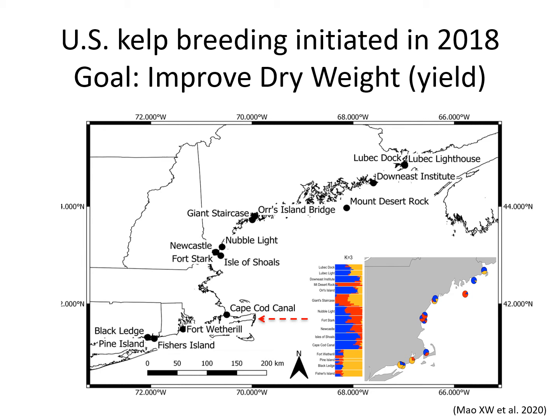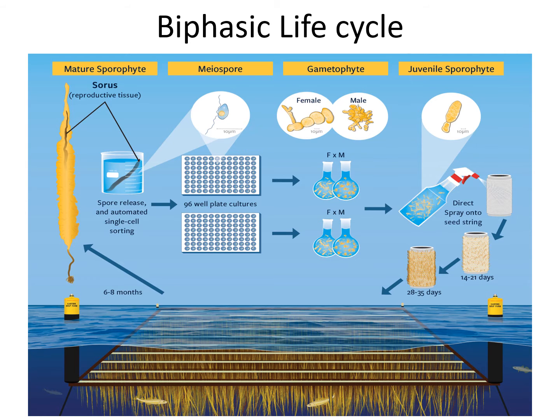In 2018, our collaborators went out to collect wild samples from the Gulf of Maine to southern New England. These two regions are separated by the Cape Cod Canal, which is known as a biogeographical barrier for many other species. We did find very distinct subpopulation structure between these two regions, and the Gulf of Maine population is the focus of today's talk. Kelp has a unique biphasic life cycle.